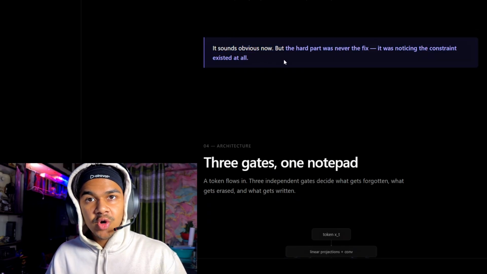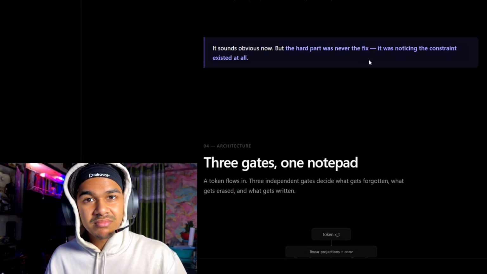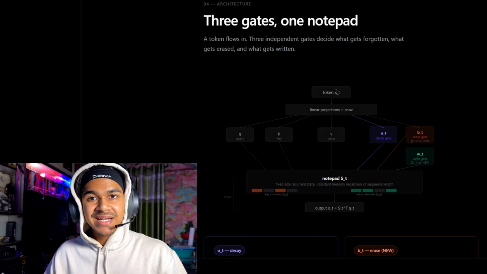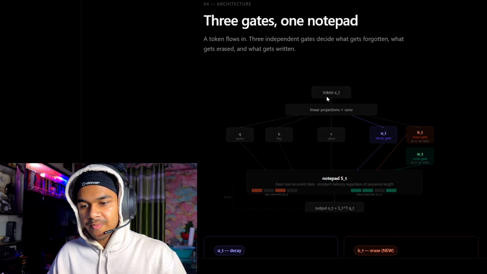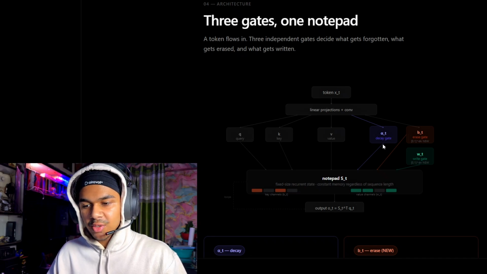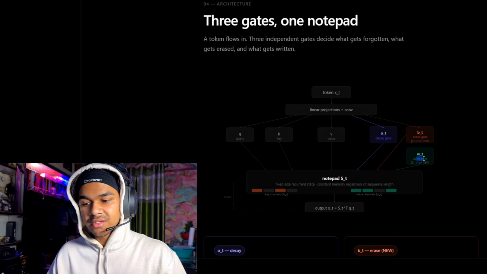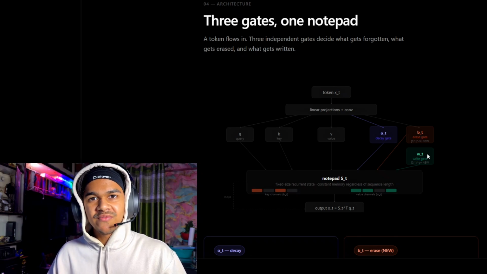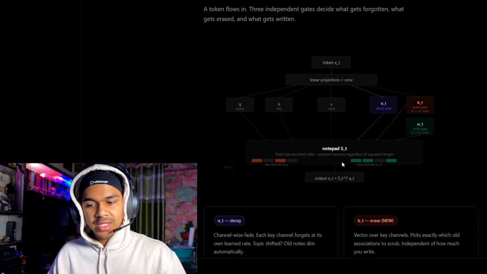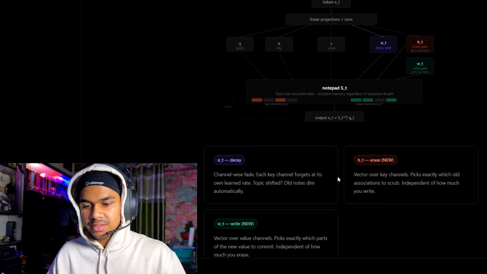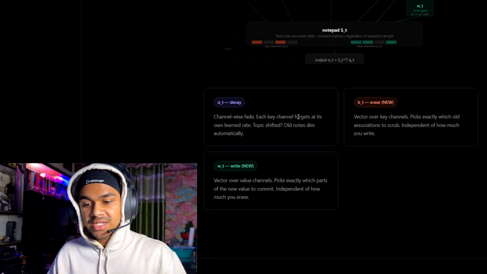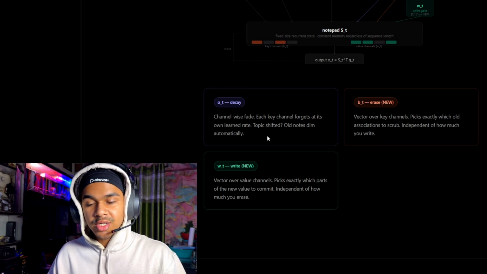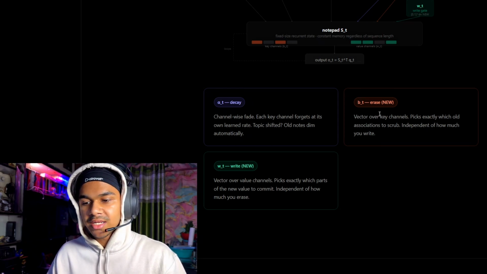It sounds obvious now, but the hard part was never the fix. It was noticing the constraint existed at all. So this is what the Gated DeltaNet-2 architecture looks like now. A token enters linear projections: Q, K, V (query, key, value), decay gate, erase gate and write gate. Two different vectors, no correlation between them. And then the notepad and then the output tokens. Decay gate, channel-wise fade. Each key channel forgets at its own learned rate. Topic shifted, old notes dim automatically.